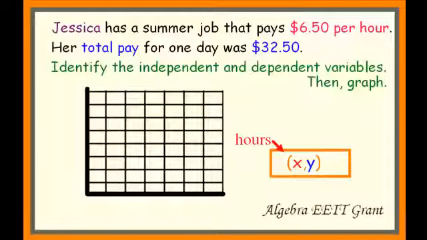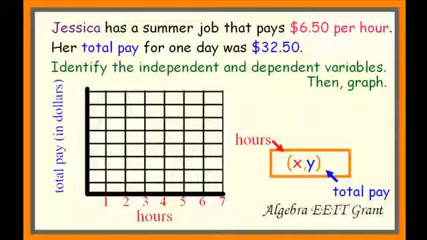But she does not have control over how much she makes per hour. Her boss decides how much she makes per hour. What she does have control over is the number of hours that she works. So hours has got to be our independent variable. So our dependent variable, what depends on the number of hours that she works? Well, the number of hours that she works, and we'll just go from 1 to 7 whenever we graph this right now. And our dependent would be her total pay.